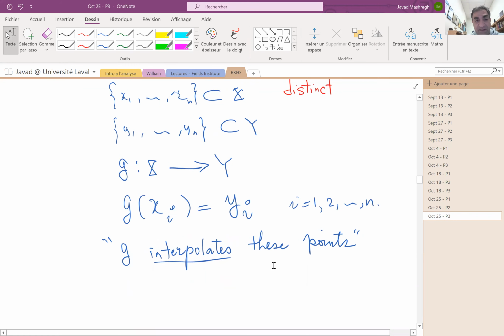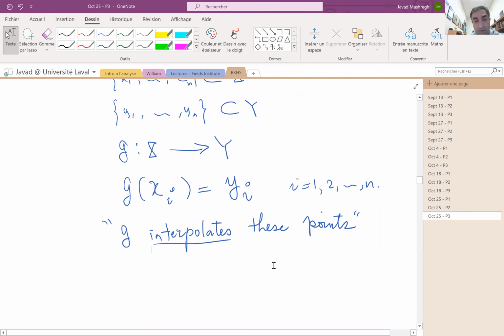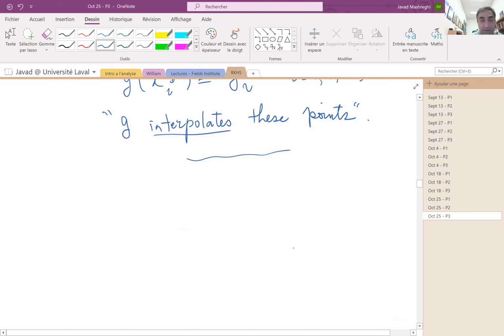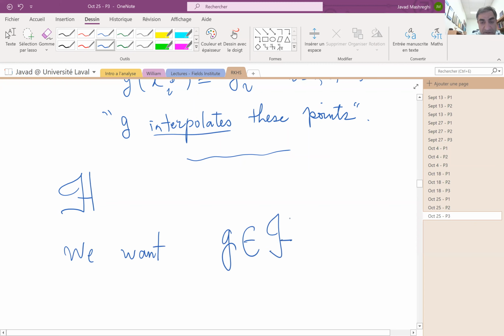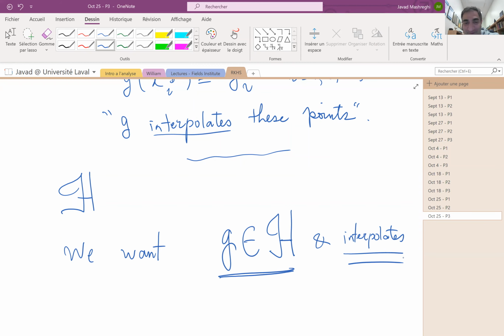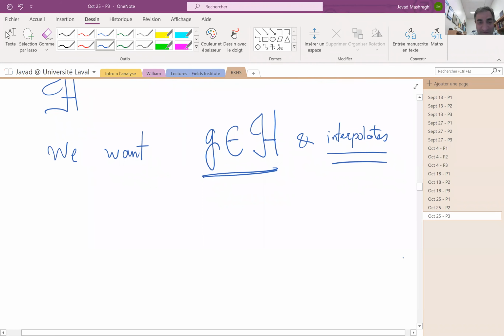Well, I say a function g from X to Y, which does the job, but most of the time we have a function space. In our case, it is a reproducing kernel Hilbert space H, and what we want is g, not any function, g to be in H and interpolate the points. This makes life a bit more difficult, and that's the topic of this section.